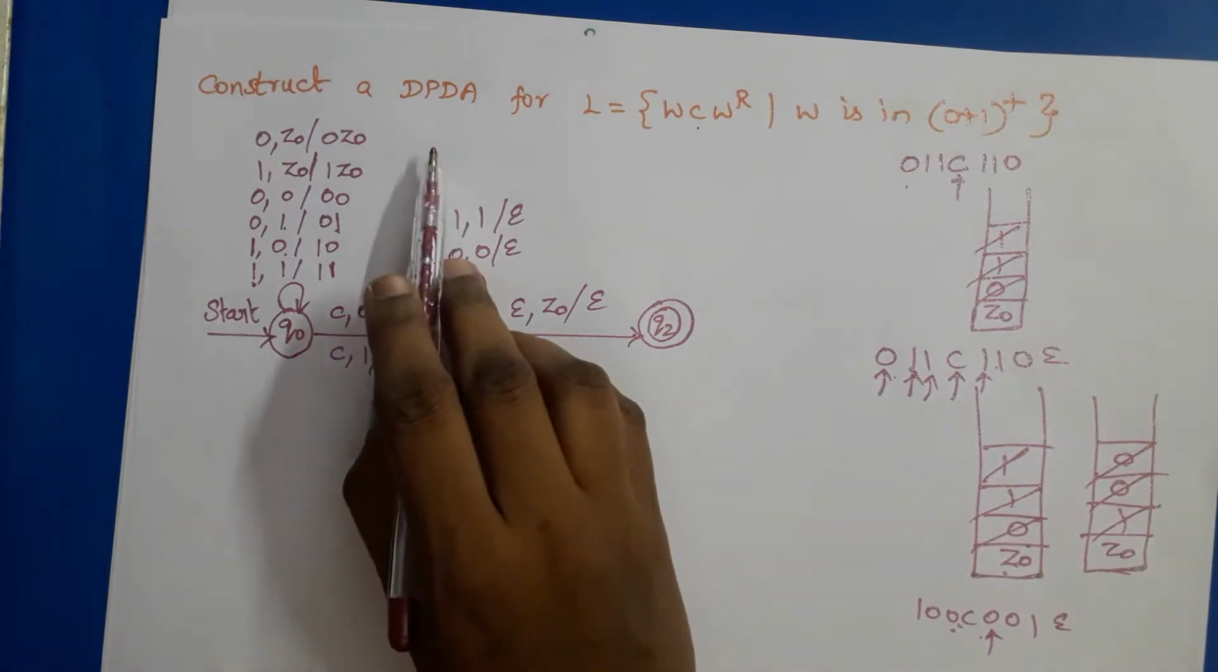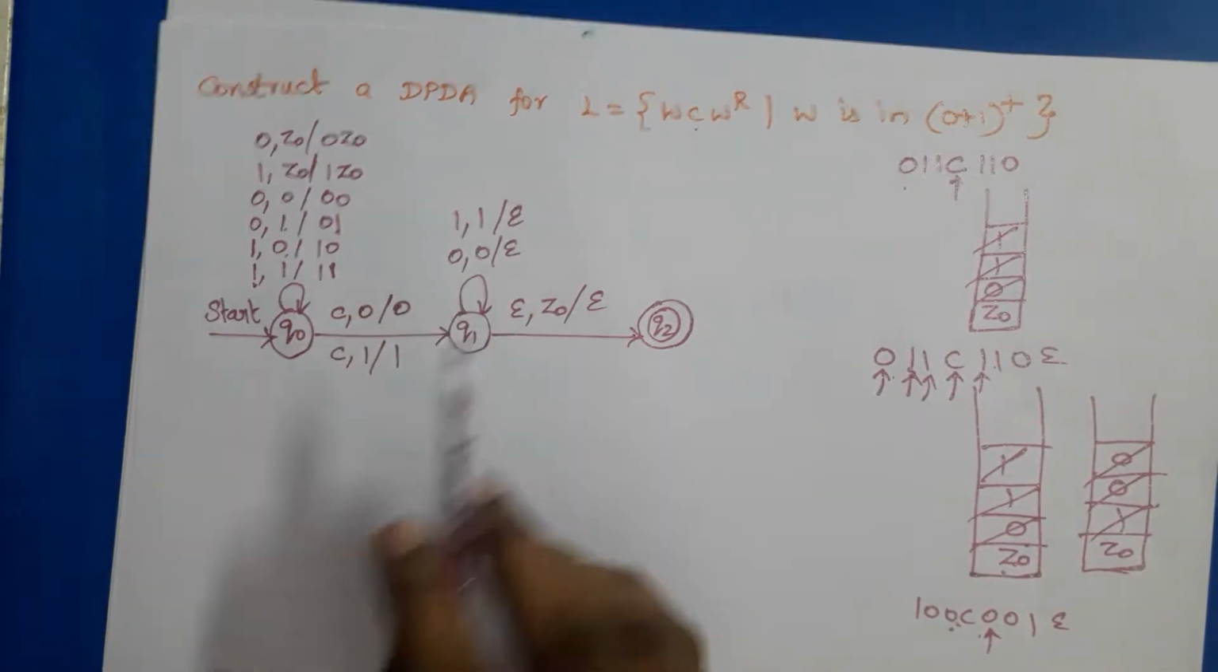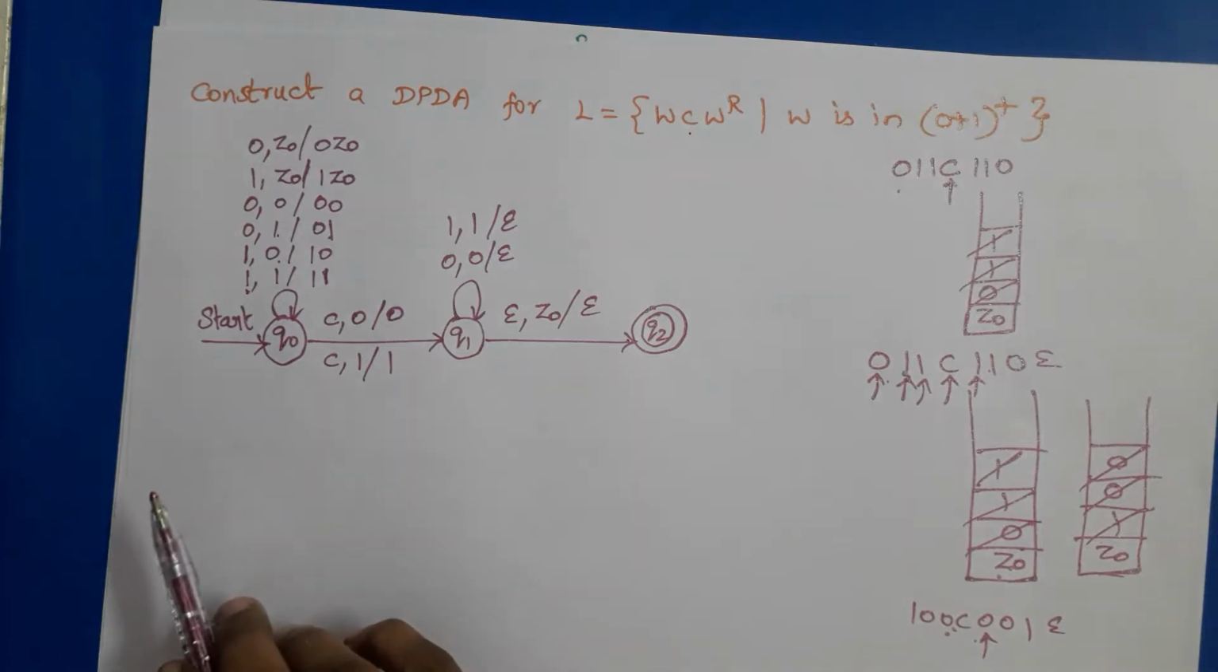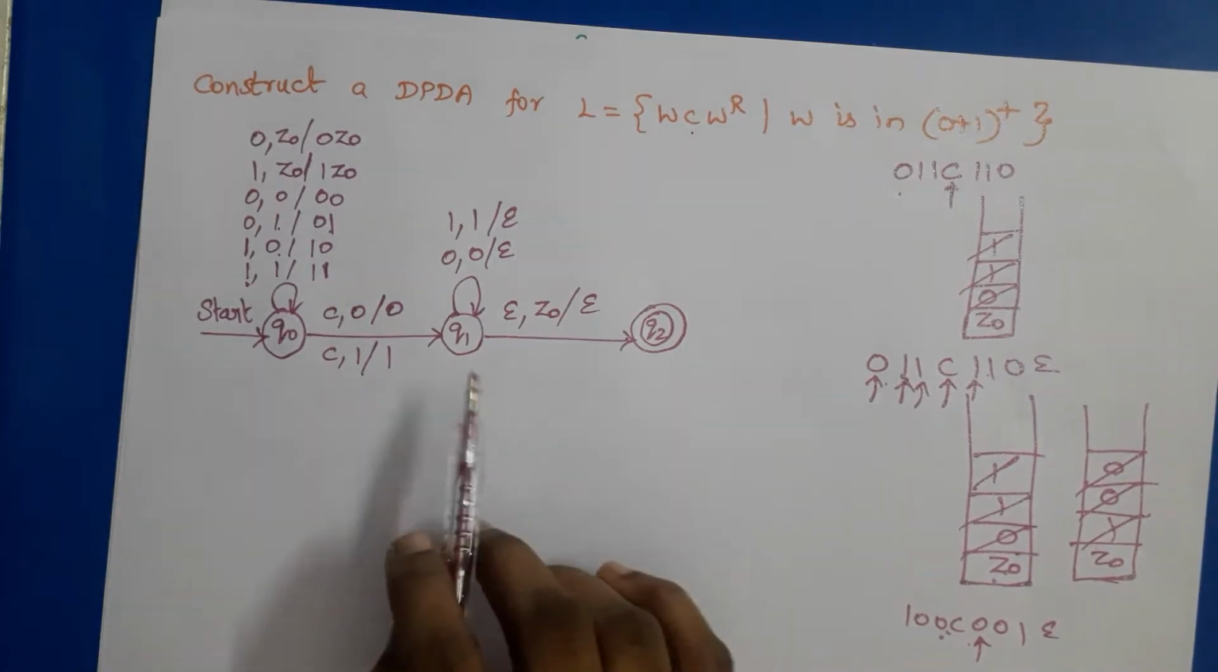So this is an example for deterministic pushdown automata. Here there is no choice in any path. Thank you.